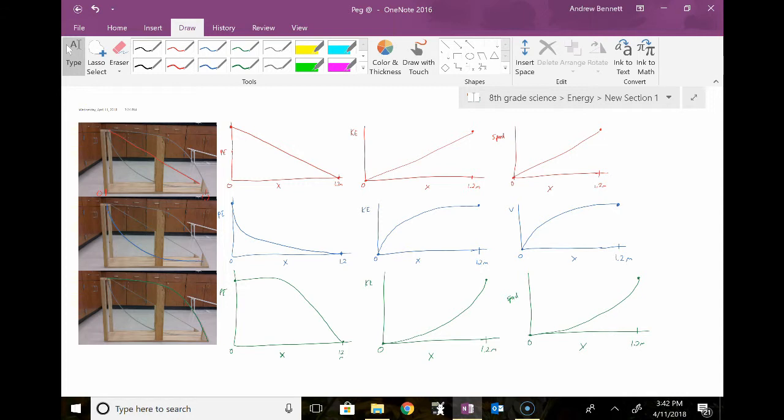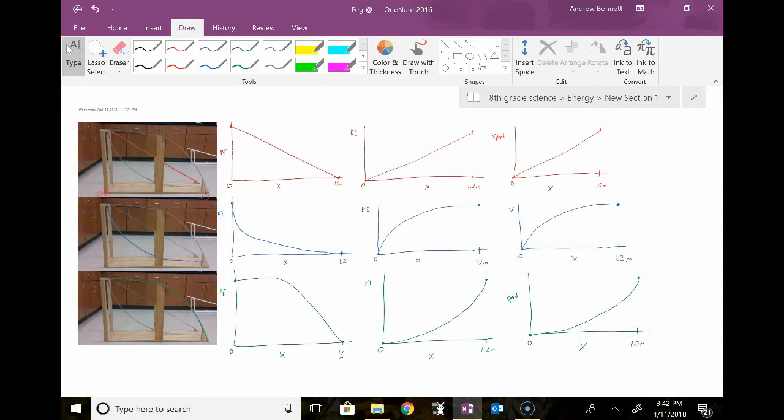So if we have one that gets down to the bottom at a faster speed than the others, it must have had more kinetic energy when it got there than the others, which means it must have started with more potential energy than the others. Now, how does one ball have more potential energy than the other? Well, it could have more mass, but they all have the same mass. It could have a larger value for gravity, but they're all here on the Earth, so it's 9.8 meters per second squared for all of them.